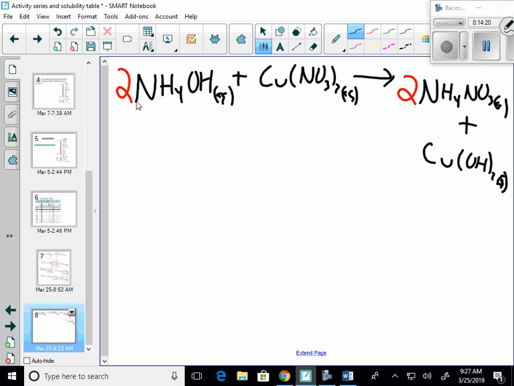It says how many grams of ammonium hydroxide were consumed if 87.9 grams of copper 2 hydroxide were produced. I always immediately write down what's given to me. 87.9 grams of copper 2 hydroxide.